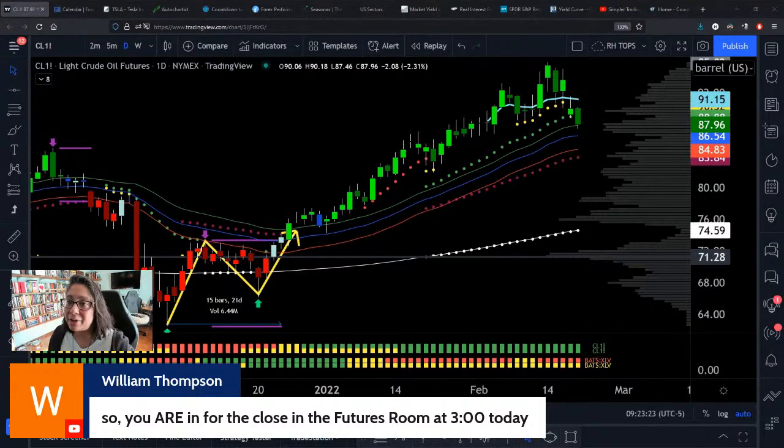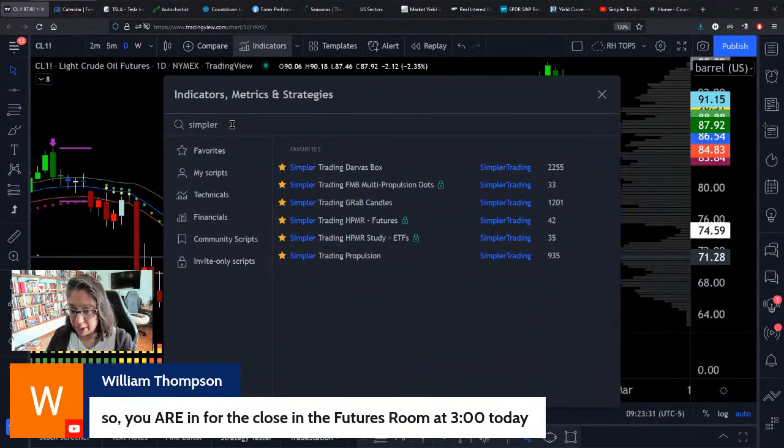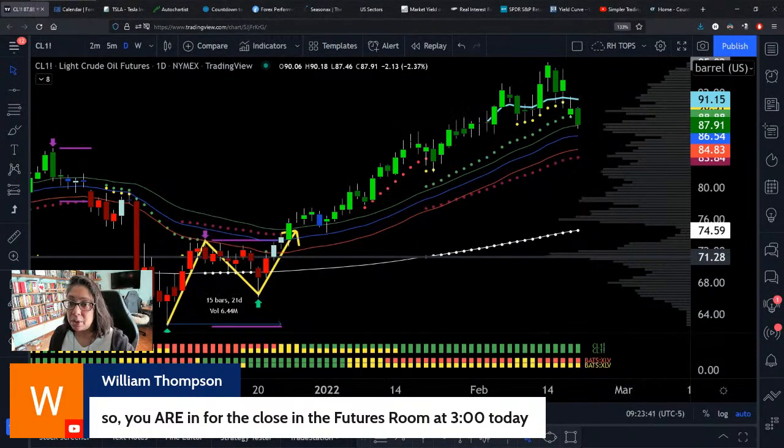Can we put these indicators on TradingView, Randy? Yes. If you go into TradingView real quick, search simpler. There we go. And you'll see the Darvis 2.0, my grab candles, and the wave and the propulsion are all unlocked. So yes, you can add those to your TradingView layout.